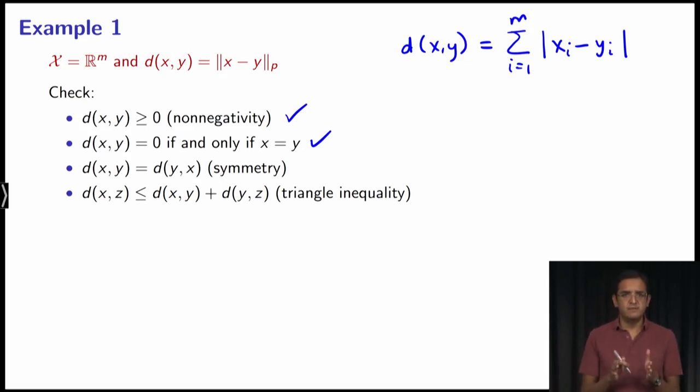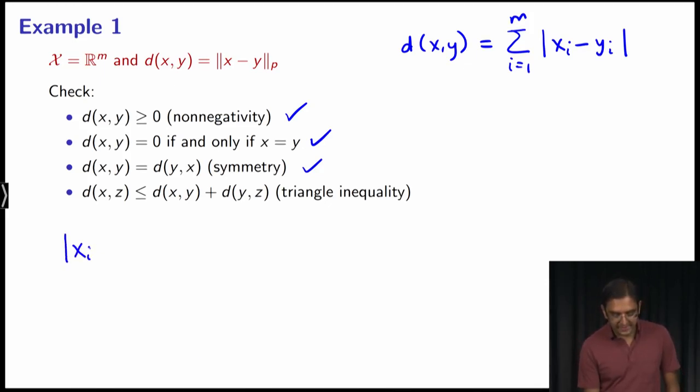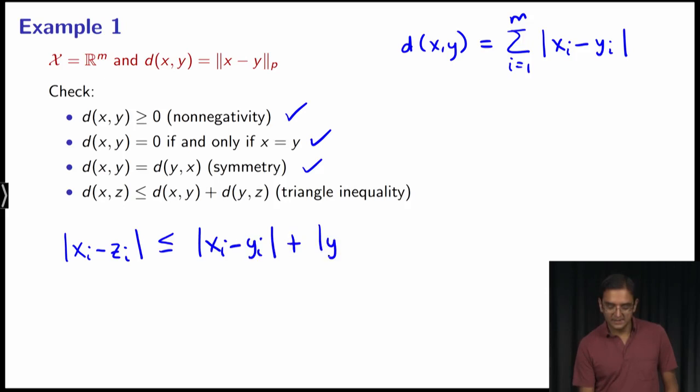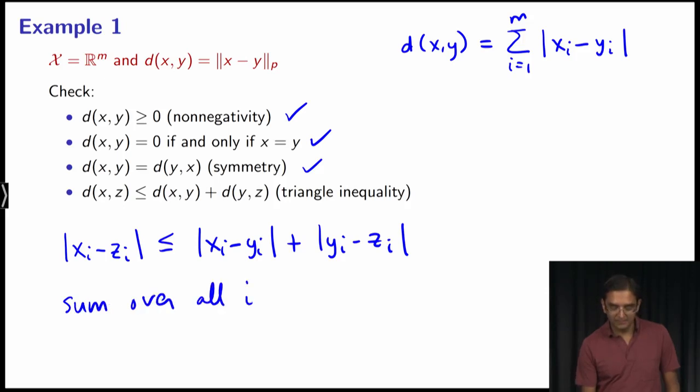Symmetry, is the distance from x to y the same as the distance from y to x? Yes. And what about the triangle inequality? Does L1 distance satisfy the triangle inequality? Well, one thing that's definitely true is that if you look at any one coordinate, the difference between xi and zi is at most the difference between xi and yi plus the difference between yi and zi. And now we just sum over all coordinates. And that gives us the triangle inequality. Okay? So L1 distance satisfies all the properties of a metric, and all the LP distances do.